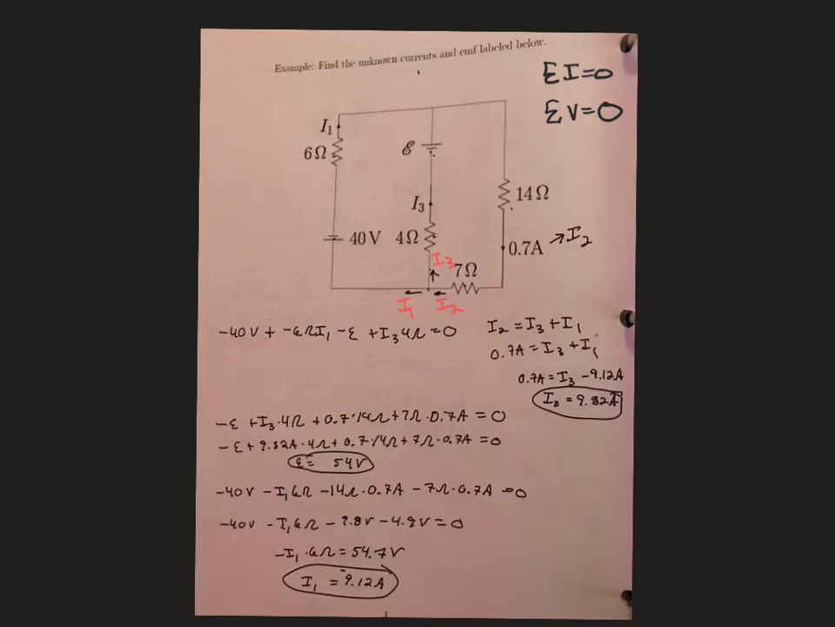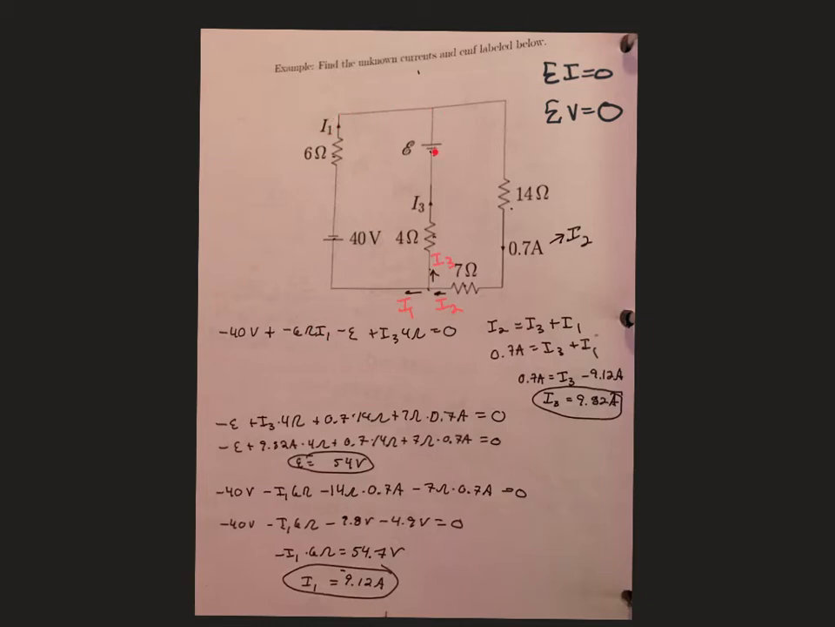Alright, so where did I start? I started here, so I went across the 40 from positive to negative. So since it's positive to negative, it's going to be a negative 40. And then I'm going to go across the 6 ohm resistor, and since I'm going with the current, that's going to be negative, so I'm going to take 6 ohms. And this is in I1 territory, so that's I1.